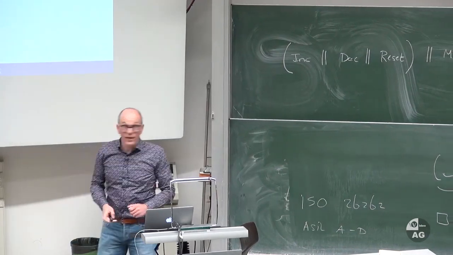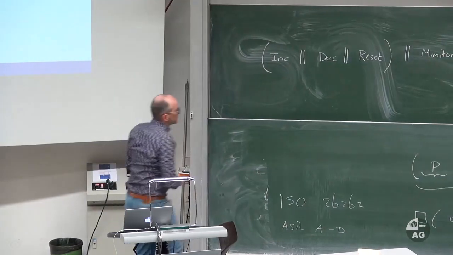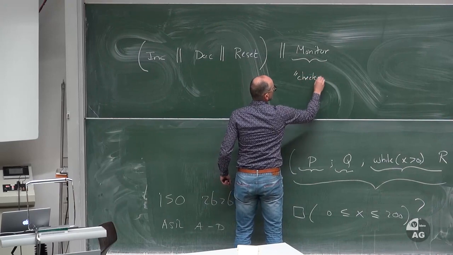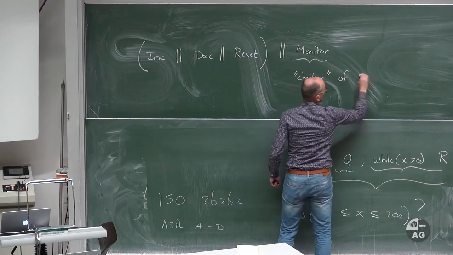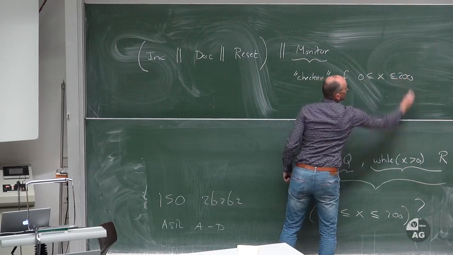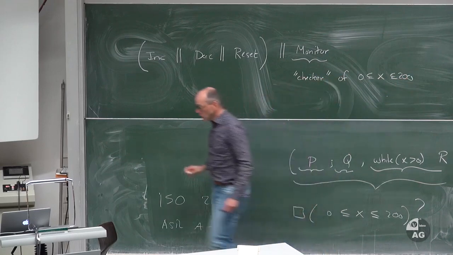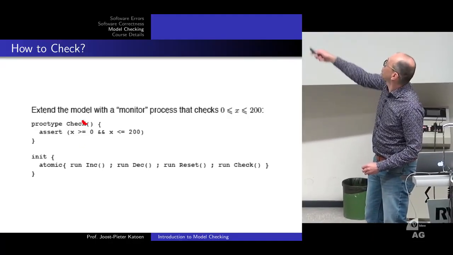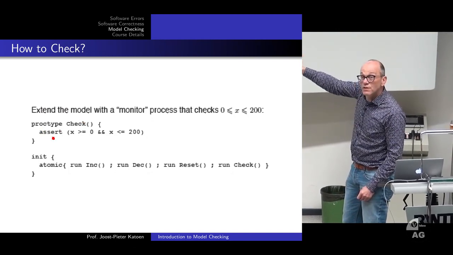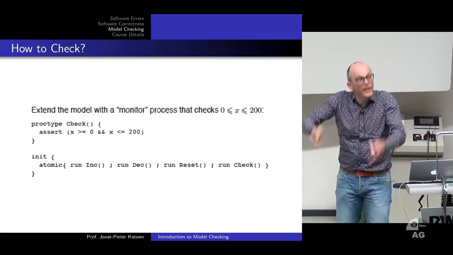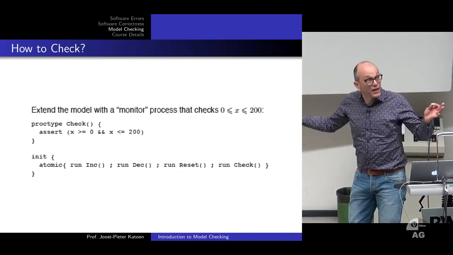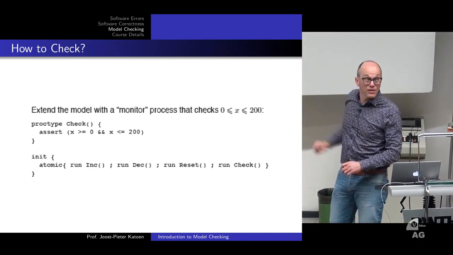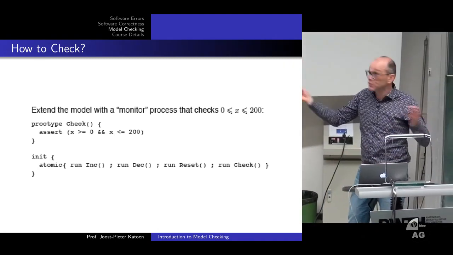Syntactically, this process is a checker of what? Well, that x is in this range. So I call this process not monitor but check. And what it does is it asserts. Assert means you check for all possible scenarios that this condition holds. And this is exactly the condition we were interested in, that x is between 0 and 200, including the bounds.